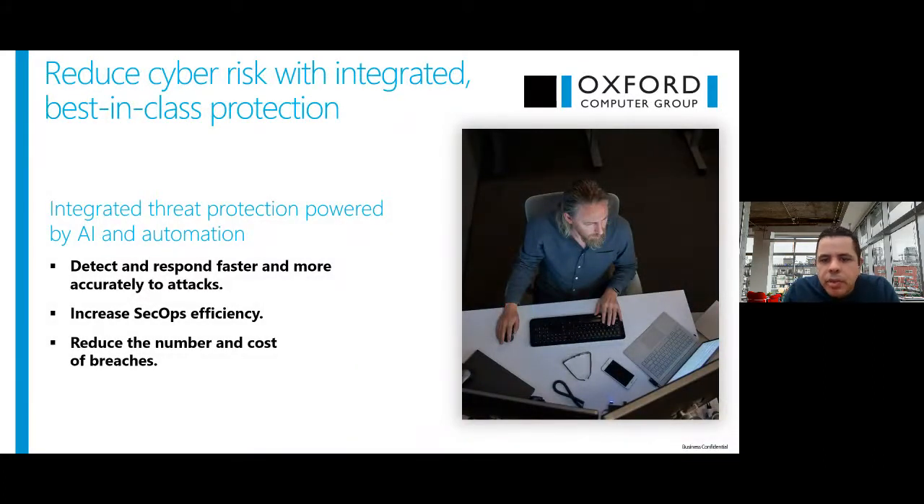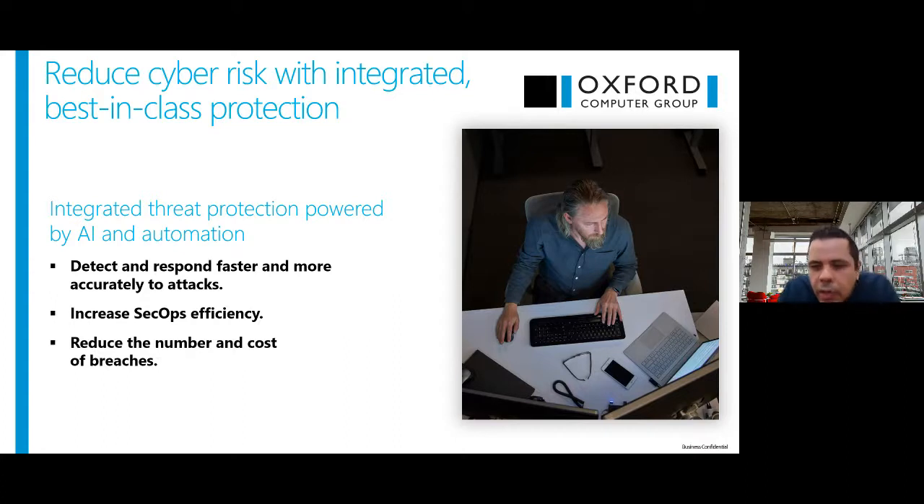Where can Microsoft help in this regard? Well, the value proposition here is that with Microsoft security solutions, you get that integrated approach to security that helps to streamline and strengthen that security posture. Being able to detect and respond faster and more accurately to attacks is important. Being able to increase the SecOps efficiency is also something that these tools, powered by AI and automation, can bring, and it helps to reduce the number and costs of these breaches.